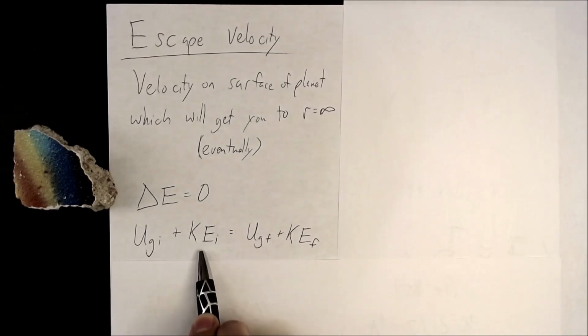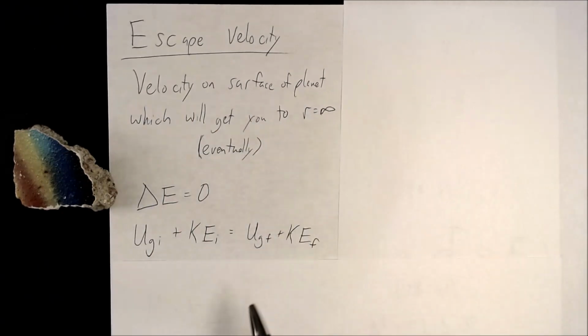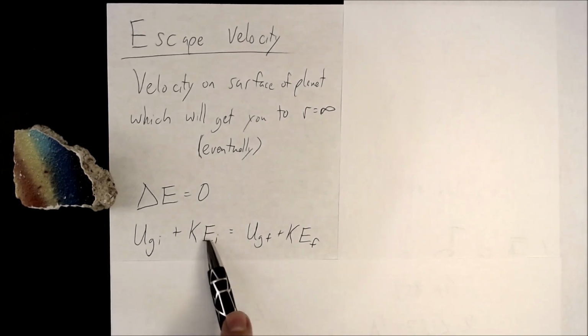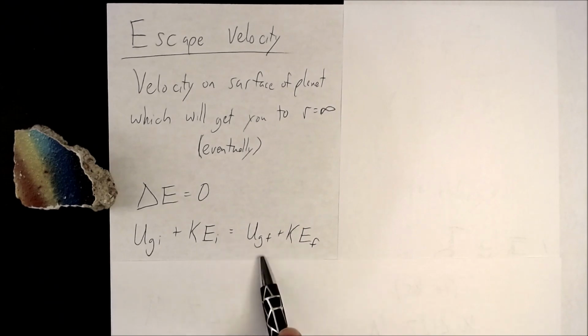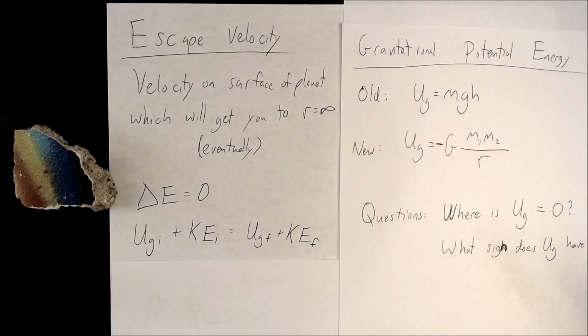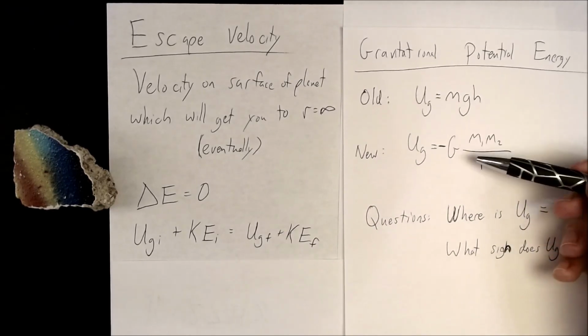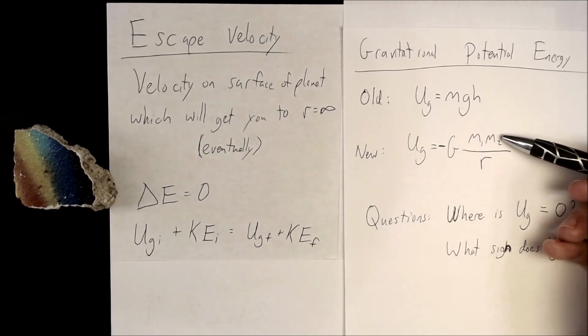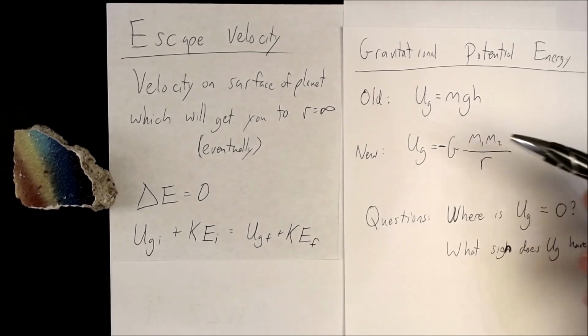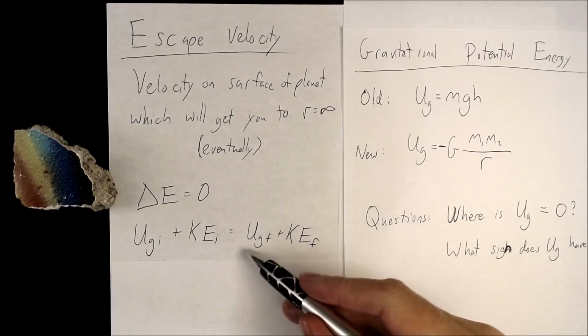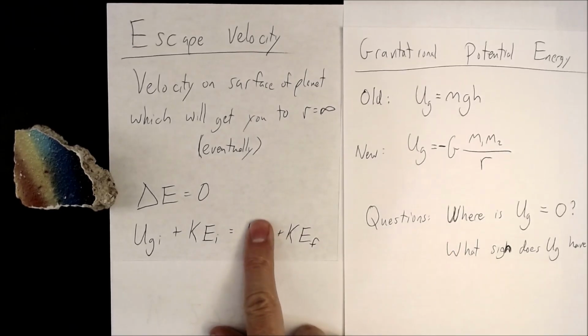Okay, plus kinetic energy initial. Well, we're looking for the velocity you need to be going at when you're on the surface of a planet to get you infinitely far away. So yeah, okay, we need this because we're really solving for that initial velocity. Okay, equal to gravitational potential energy final. What is our gravitational potential energy final when we're infinitely far away? Plug in infinity there. You get negative, positive, positive, positive over infinity. Well, that goes to 0. So this is actually 0.